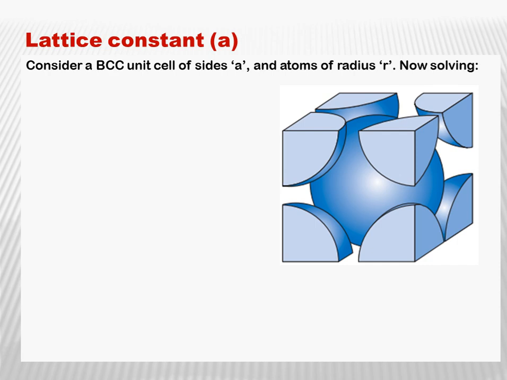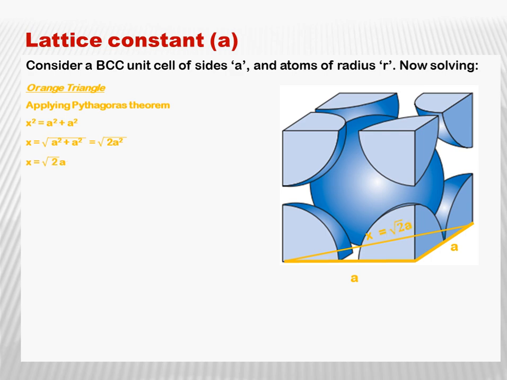Calculating lattice constant. Consider a BCC unit cell of sides a and atoms of radii r. Now solving this orange triangle for finding the value of x, we are going to apply Pythagoras theorem, which is x squared equals a squared plus a squared. Simplifying, we get this, or x equals root 2 a. This is the value of x.